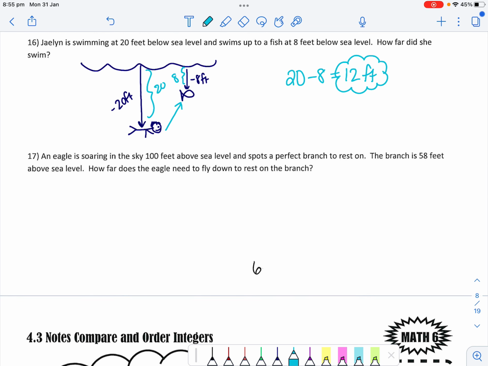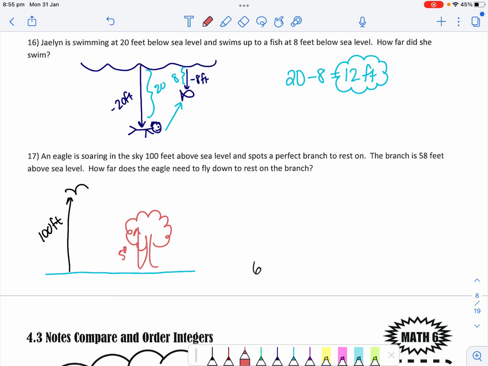Number 17 is going to be on the other side of 0. So here's the ground. And it says an eagle is soaring in the sky 100 feet above sea level. So here's my eagle all the way up here at 100 feet. And he spots a tree, so here's my tree, with the perfect branch at 58 feet above sea level. And I want to know how far down does the eagle have to fly to get to that branch. So I'm going to do 100 minus 58, and I get 42 feet.